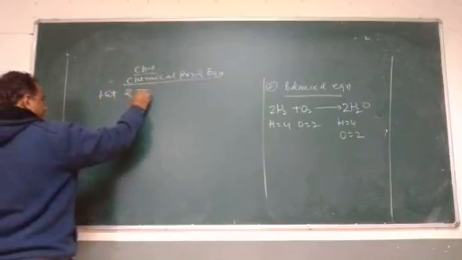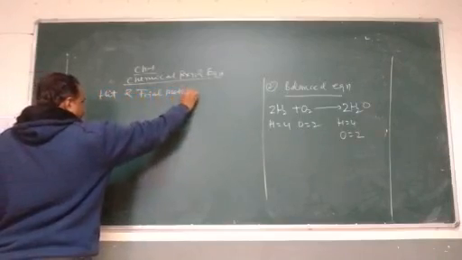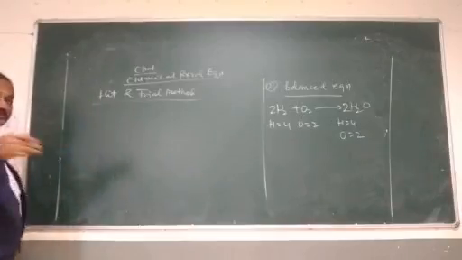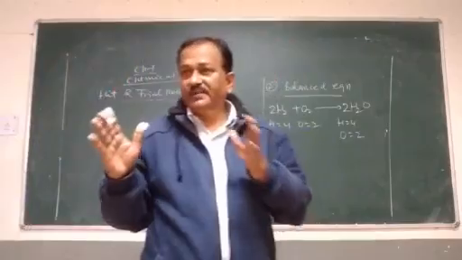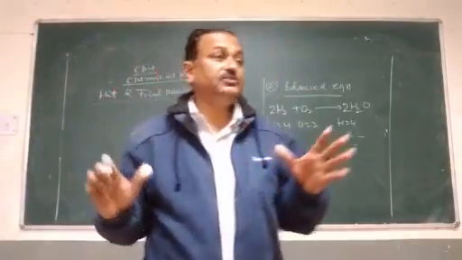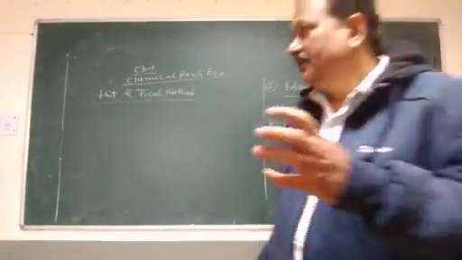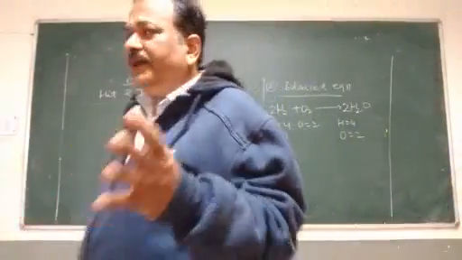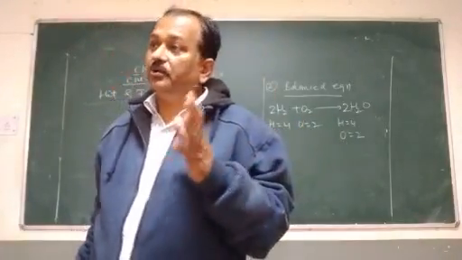Hit and trial method. Hit means we strike, just by striking. So basically in hit and trial method there is no rule. There is no rule for balancing an equation. Simply we try again and again, and we put the suitable integer, the suitable coefficient.